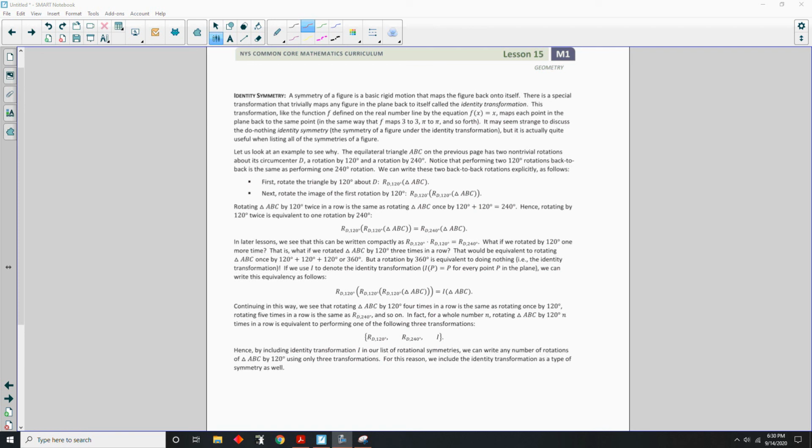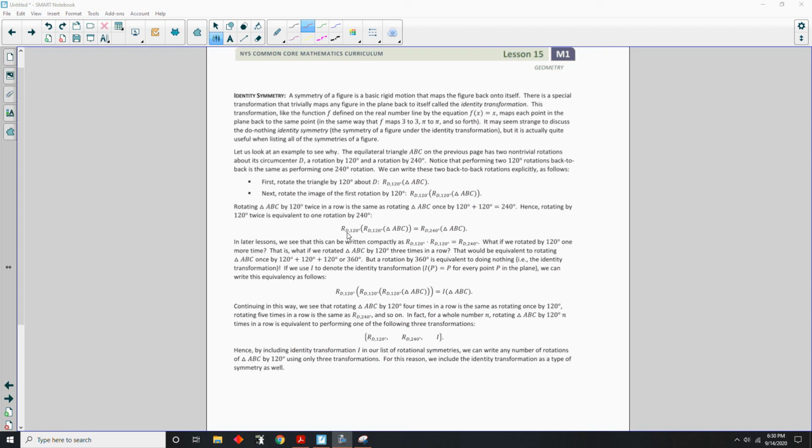Next, rotate the image of the first rotation by 120. So rotate about D 120 degrees the figure that was already rotated about D 120 degrees, is what that means. Rotate ABC 120 degrees twice around D is all that means. Rotating triangle ABC by 120 twice in a row is the same as rotating triangle ABC once by 120 plus 120, which equals 240. Hence, rotating by 120 degrees twice is equivalent to 1 rotation by 240 degrees.